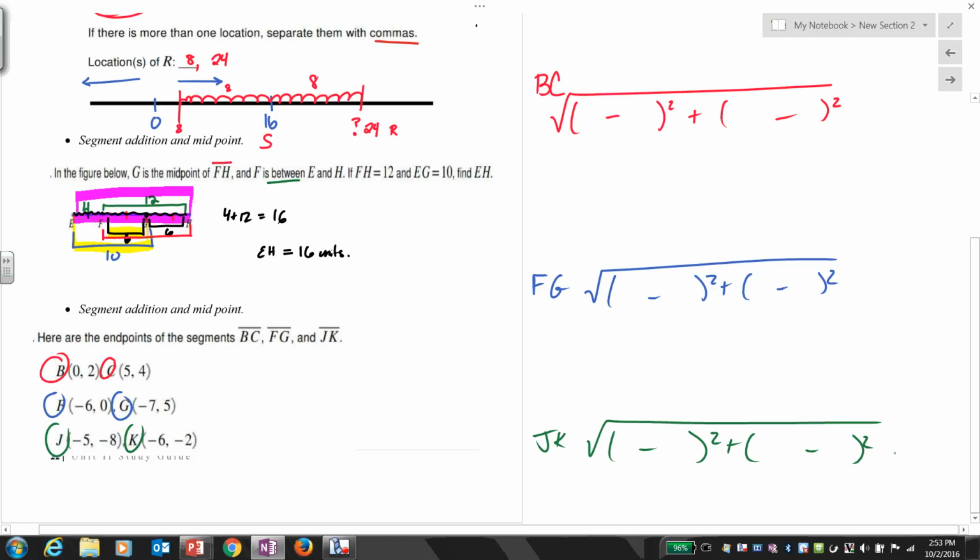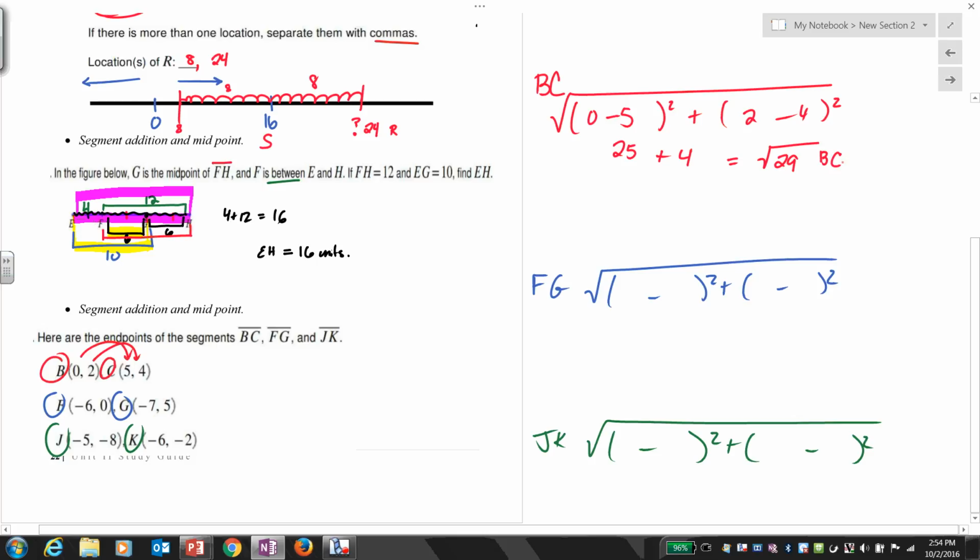Okay, so let's plug in our numbers and see what we get. I'm going to go left to right. So I have 0 and 5. Left to right, 2 and 4. That's going to be negative 5 squared, that's 25. That's going to be negative 2 times negative 2, that's going to be positive 4. So I get B to C is square root of 29.